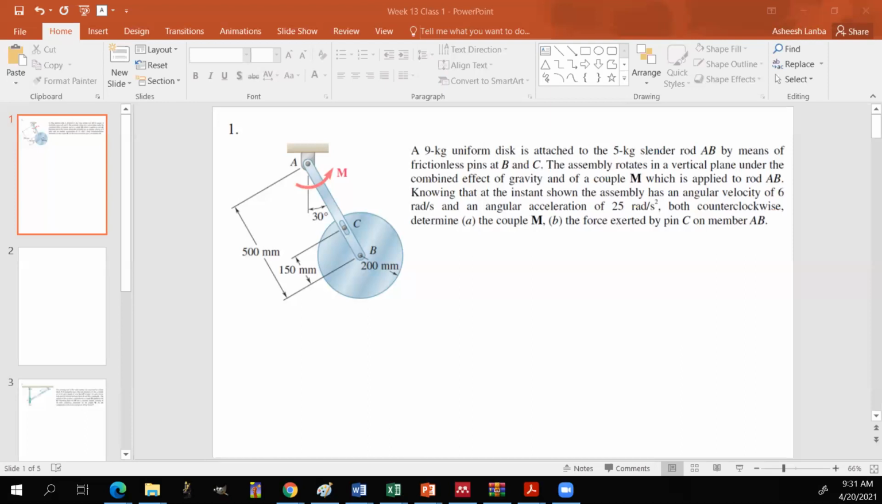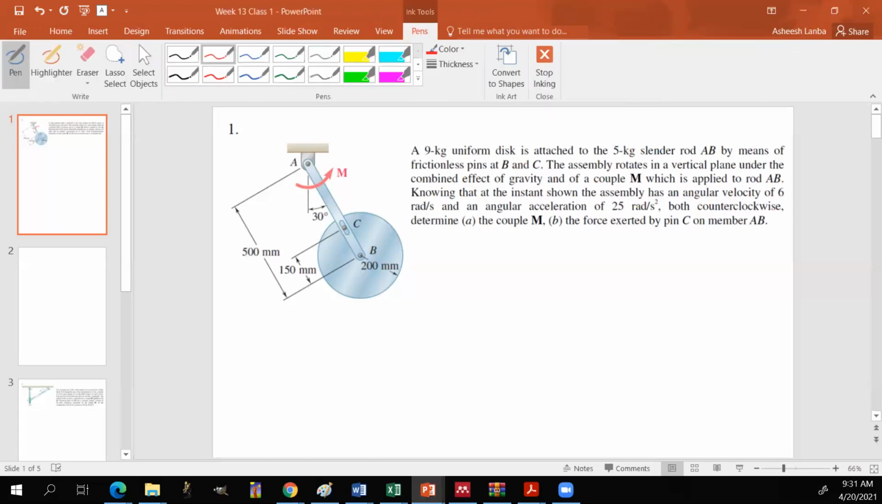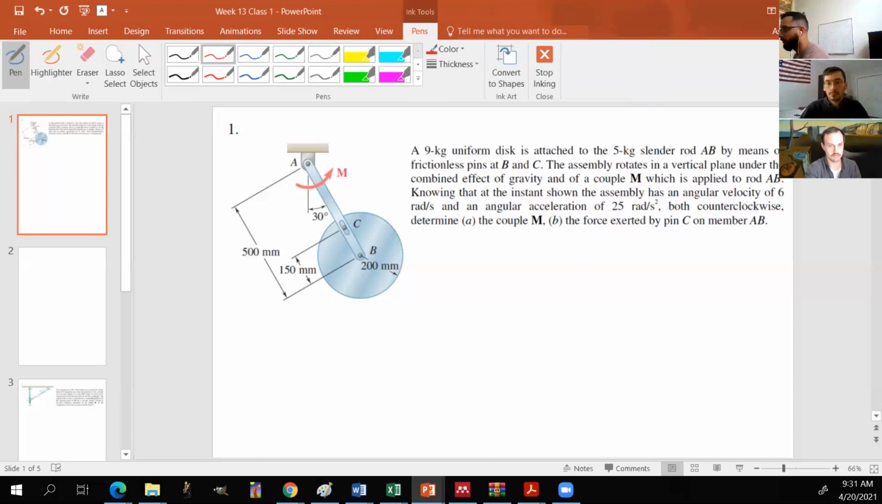So the first thing that we're doing here is looking at this problem here. By the way, I know this might be a little late, can everyone hear me okay and see the screen okay, right? All good? All right.